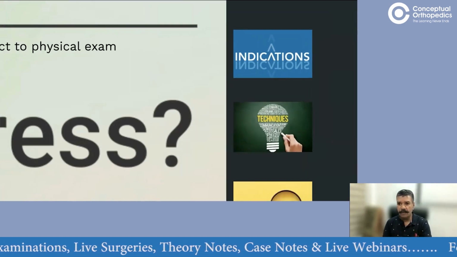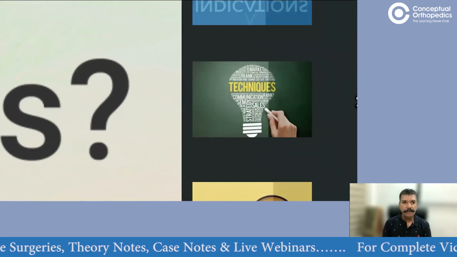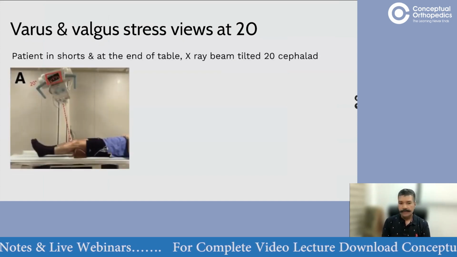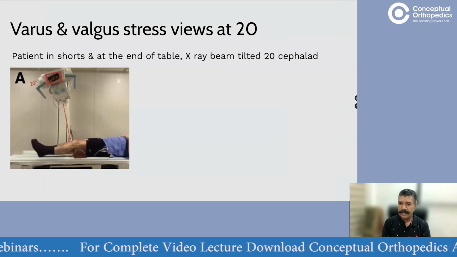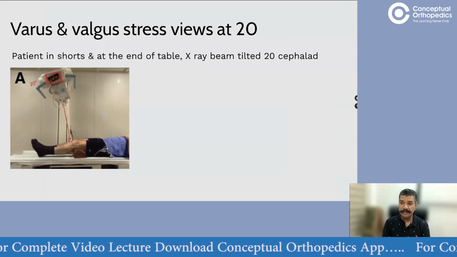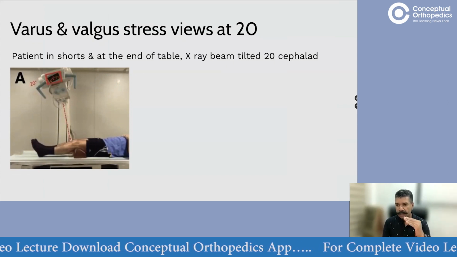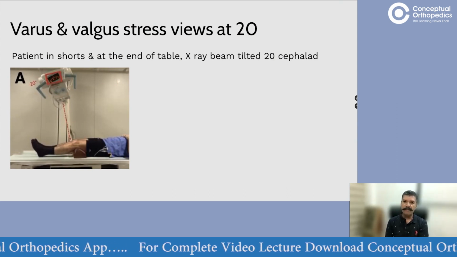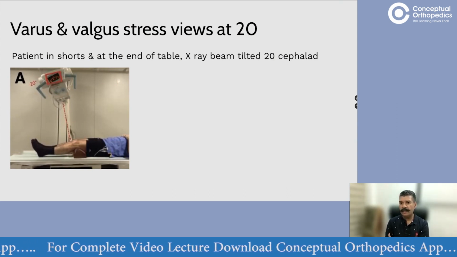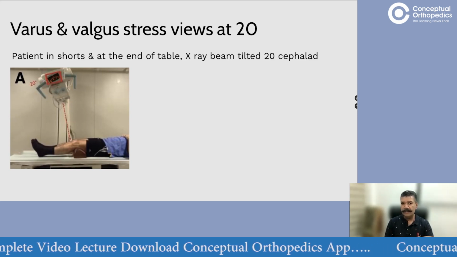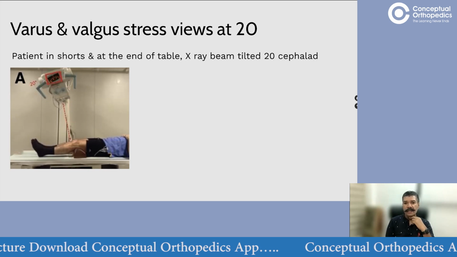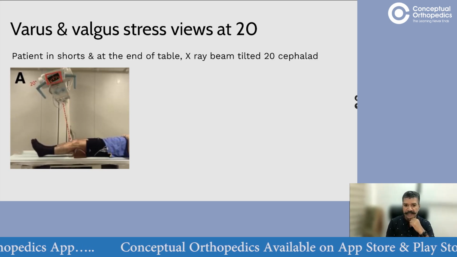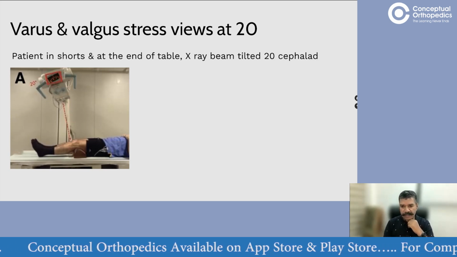Now, I'll speak a bit on how to obtain this. If you want to obtain, let's say, a varus and valgus stress view at 20 degrees of flexion, it's useful to have your patient in shorts, and at the end of the table, the X-ray beam is tilted 20 degrees. The reason is obvious. You want to be perpendicular to the tibial plateau. I hope you know the good criteria of obtaining a good AP X-ray of the knee. In a good AP X-ray of the knee, there should be no overlap between the anterior and the posterior borders of the tibia. Even if there is an overlap, it should be less than 2 millimeters. This kind of X-ray you can only obtain by matching the angle of knee flexion with the angle at which the X-ray beam is tilted.